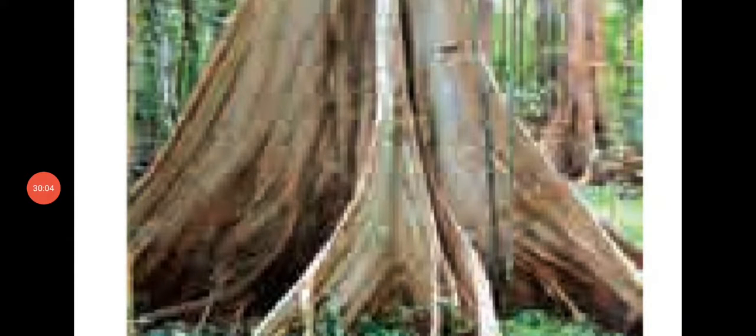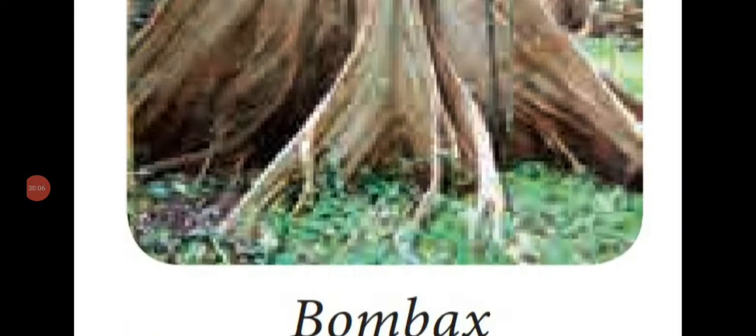Dear students, see the diagram. This is the Bombax tree. In this Bombax tree, see the root, adventitious root, which is in the form of plank-like root which are arising at the base of a trunk region around the basal region or a trunk region, which are giving mechanical support. Those roots are known as buttress root.